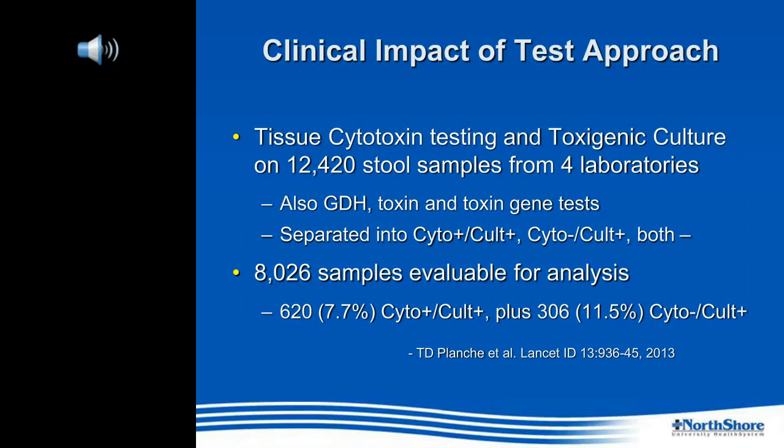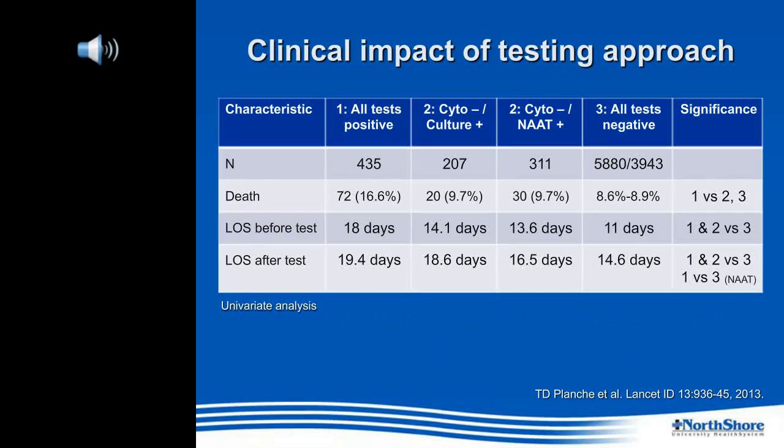This is a study out of England looking at the same thing, looking at GDH toxin and toxin gene tests, and they separated it into 3 groups: those that were cytotoxin positive and culture positive, cytotoxin negative and culture positive, or both. And they had a large number of samples, over 8,000, and this is their data.